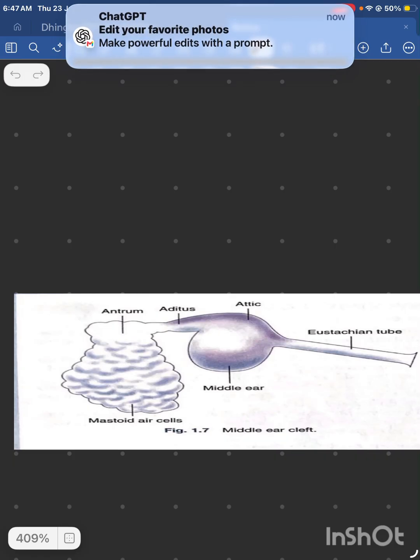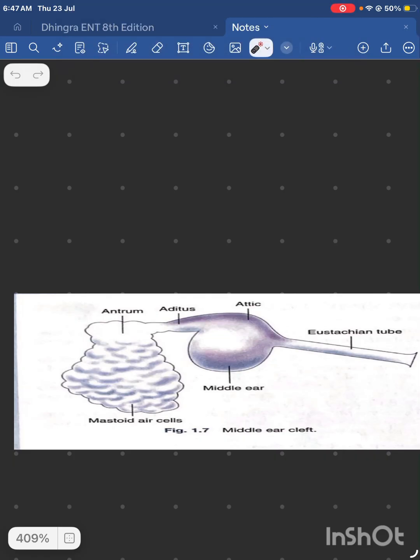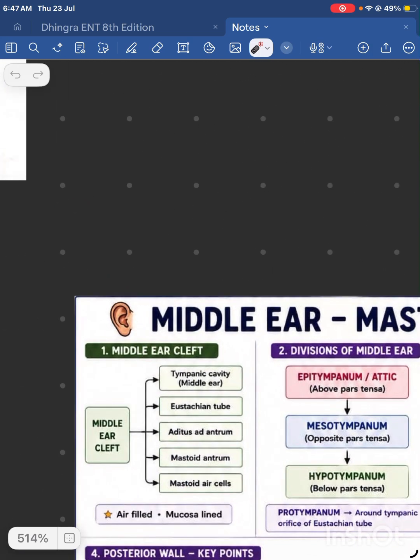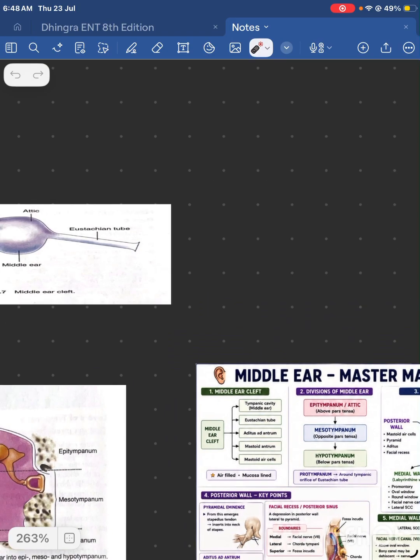Okay, so the middle ear is also known as what? The middle ear is also known as the middle ear cleft. Same thing. So what does it consist of? It consists of the tympanic cavity, that is the middle ear, then the eustachian tube, then the aditus ad antrum, then the mastoid antrum, then the mastoid air cells.